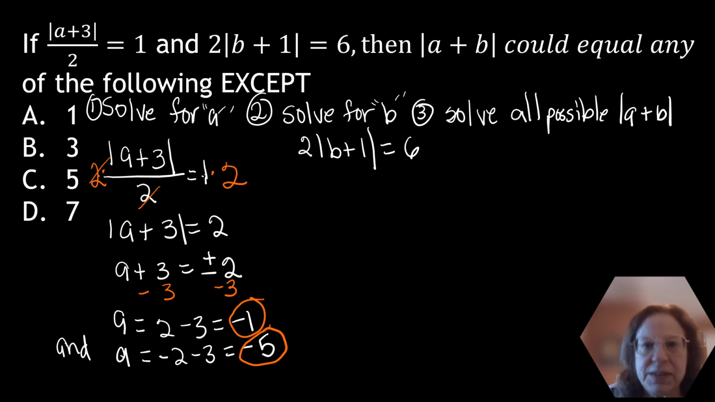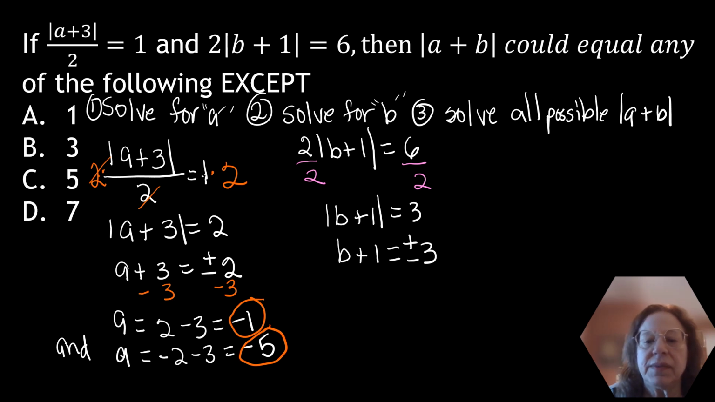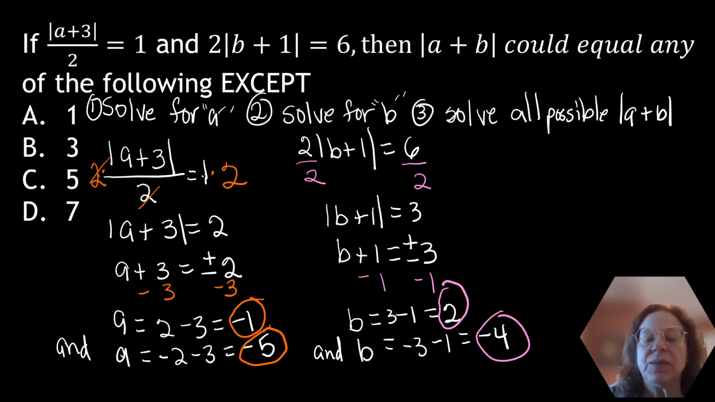So we have 2 times the absolute value of b plus 1 is equal to 6. Divide both sides by 2, and we get the absolute value of b plus 1 equals 3. To remove the absolute values, that's going to be b plus 1 is equal to plus or minus 3. Subtract 1 from both sides, and we get b equals 3 minus 1, which is 2, and b equals negative 3 minus 1, which is negative 4.